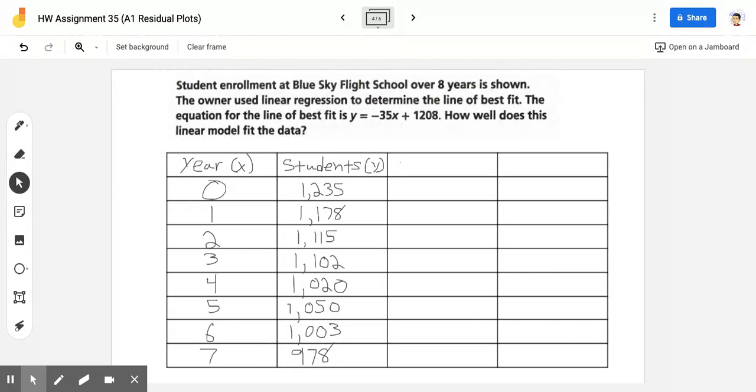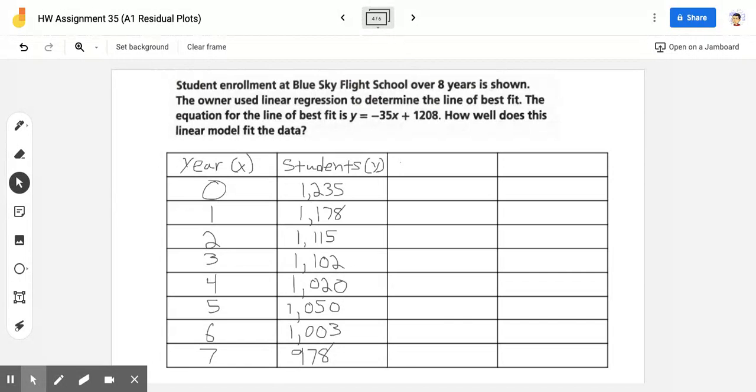All right, so here's the problem. Student enrollment at Blue Sky Flight School over 8 years is shown. The owner used a linear regression to determine the line of best fit. So this is the line of best fit from the data. The equation for the line of best fit is y is equal to negative 35x plus 1,208. Okay, so what we want to be able to find is the predicted value and the residual.